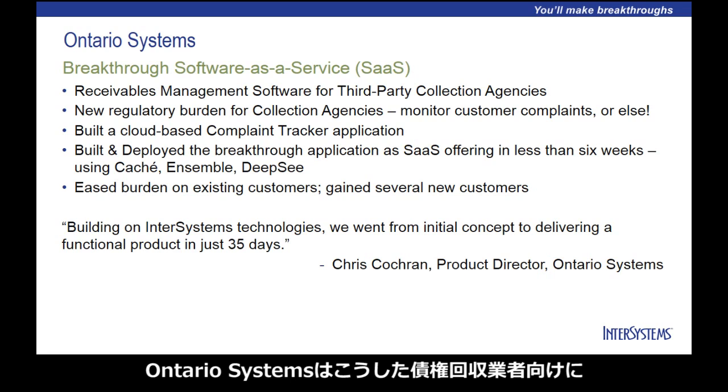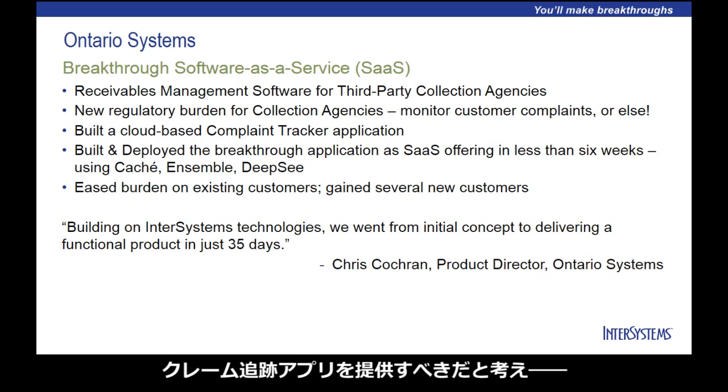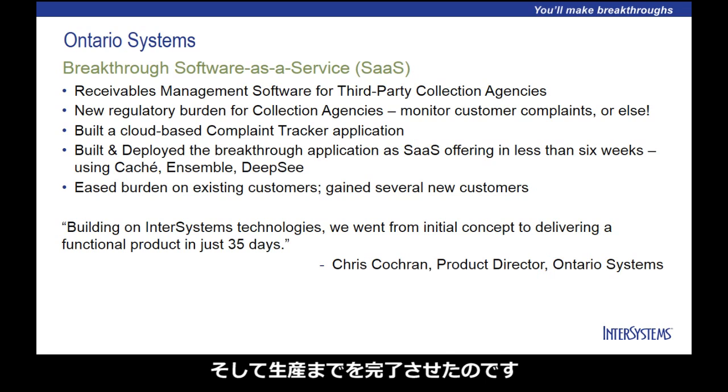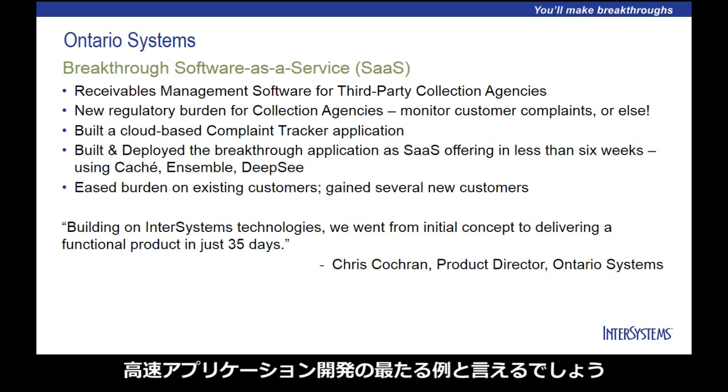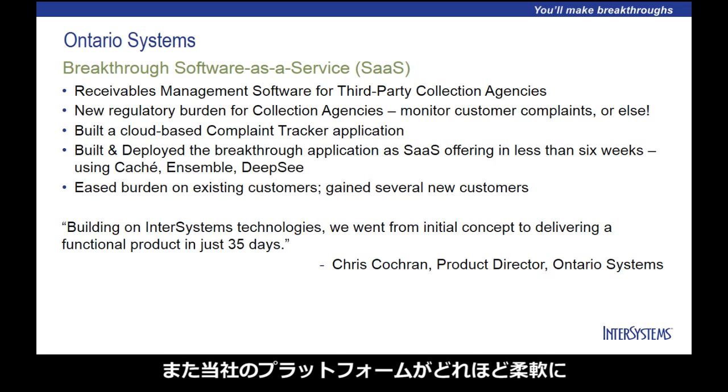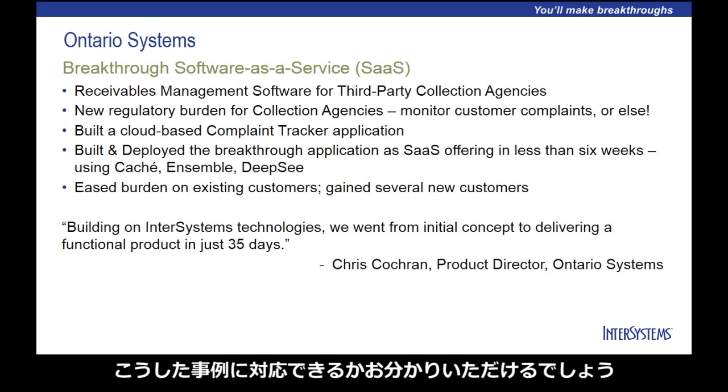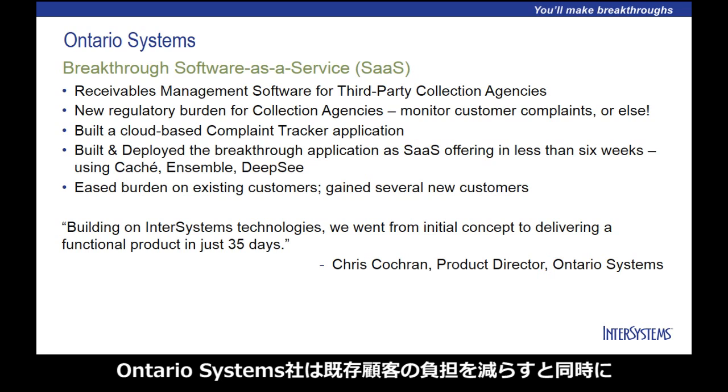So Ontario Systems very quickly realized that they needed to provide a complaint tracking application for their third-party collection agencies. And in the matter of 6 weeks, they were able to design, build, test, and deploy live in production a complaint tracking application. Now, that's an amazing example of rapid application development, and that's also an amazing example of how flexible our data platform is for people to be able to do such things.